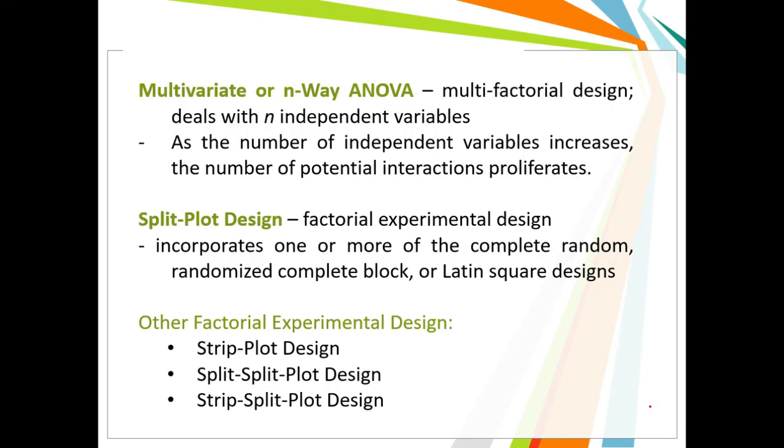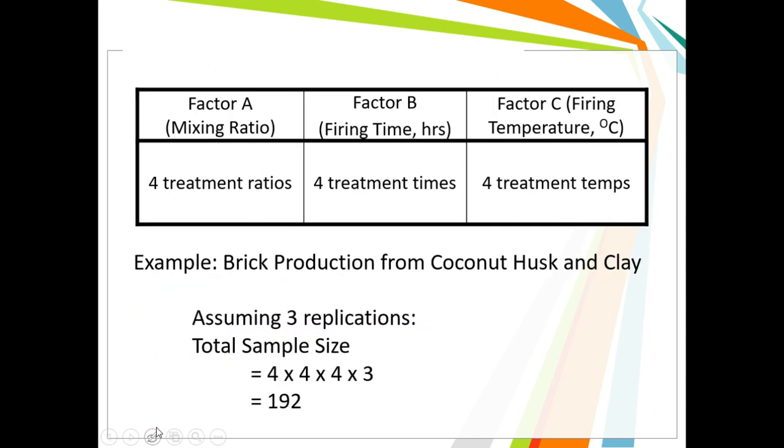So it is more complicated if we go to 3 or more factors, the N-way or multivariate ANOVA. There are unique ANOVA designs, such as the split plot design, the strip plot, and the strip split plot. Normally, these ANOVA designs are used in agronomic studies. Going back to our example, let's say our factor A is the mixing ratio with 4 treatments, and factor B is the firing time, again with 4 treatments.